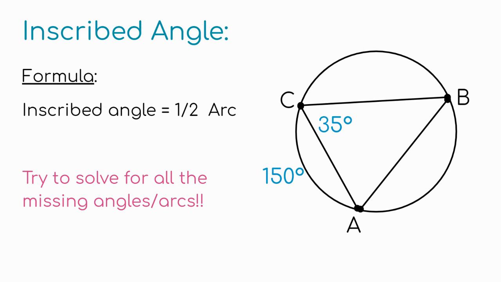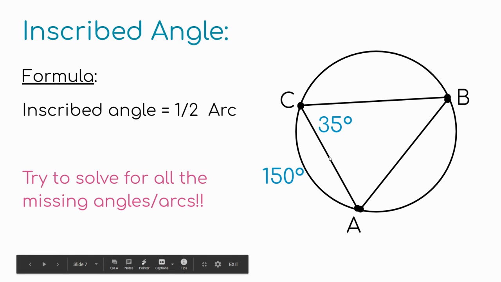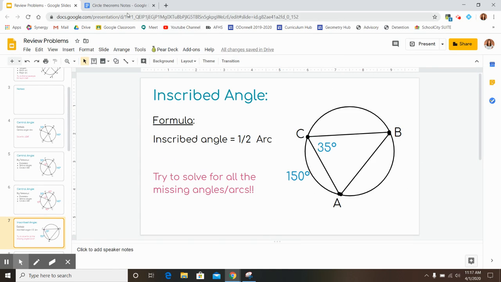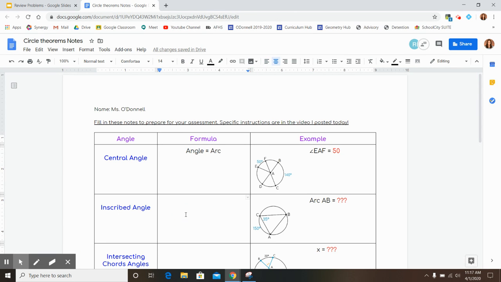All right, so then we talked about inscribed angles. Inscribed angles now aren't located at the center, they're located off on the side. So angle C is an inscribed angle, A is an inscribed angle, and angle B is an inscribed angle. And inscribed angles are half the arc. So again, you want to go to your notes. Inscribed angles equals half the arc.